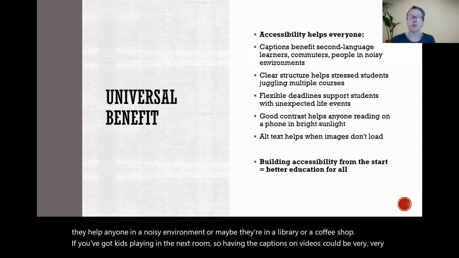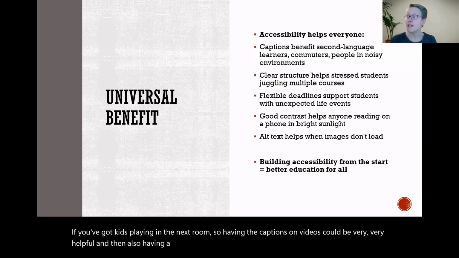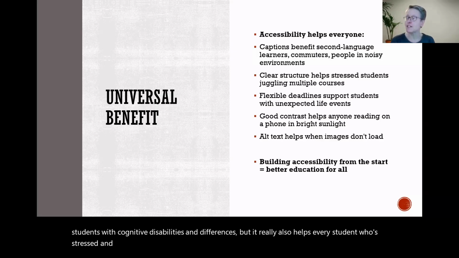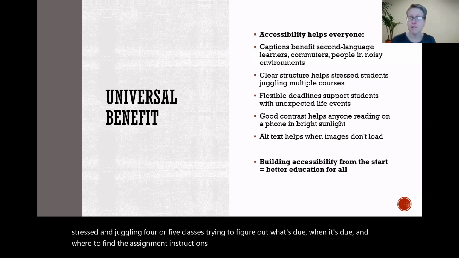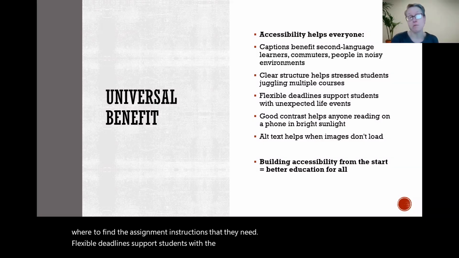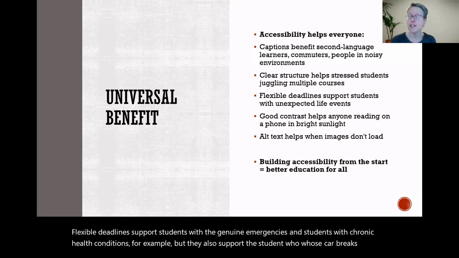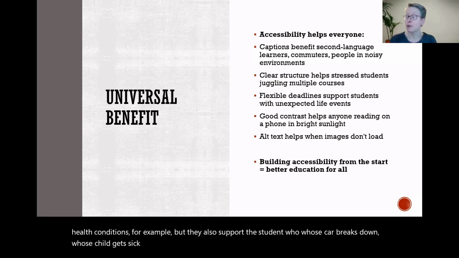And then also having a clear course structure with good headings and organization helps students with cognitive disabilities and differences, but it really also helps every student who's stressed and juggling four or five classes, trying to figure out what's due, when it's due, and where to find the assignment instructions that they need. Flexible deadlines support students with genuine emergencies and students with chronic health conditions, for example, but they also support the student whose car breaks down, whose child gets sick, or whose parent has a health crisis.